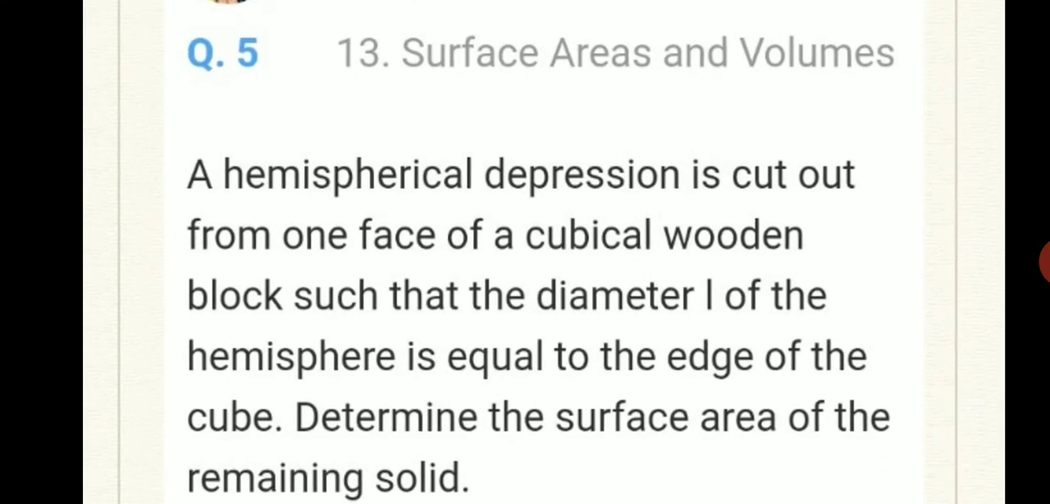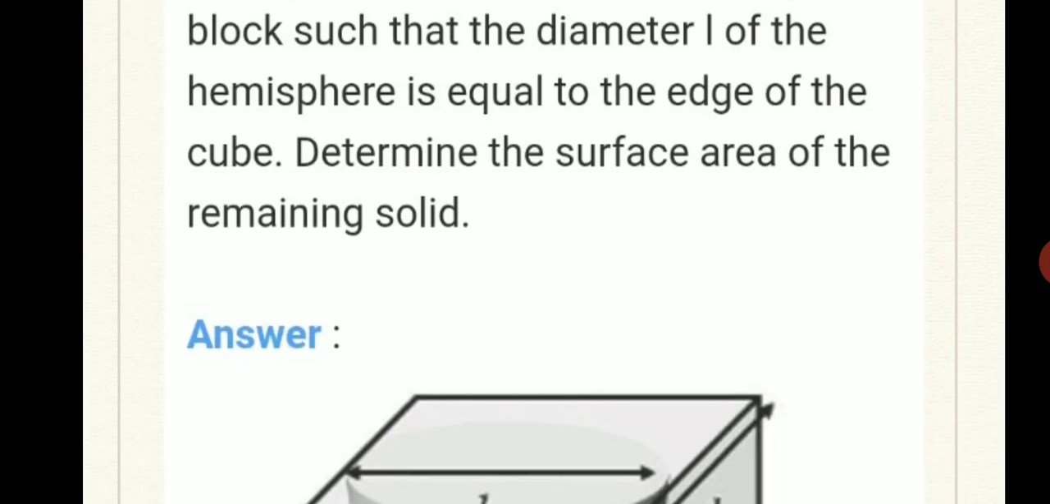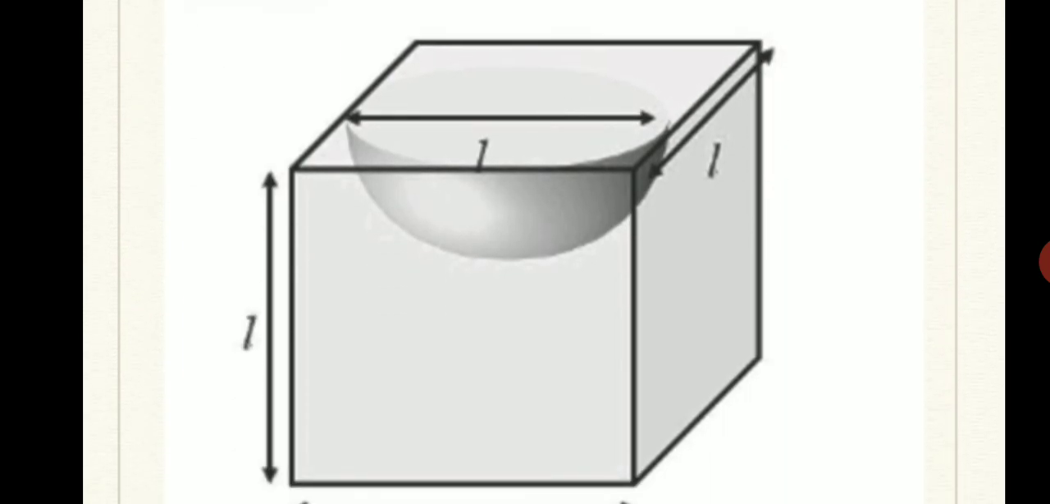Now let us see question number 5. A hemispherical depression is cut out from one face of a cubical wooden block such that the diameter L of the hemisphere is equal to the edge of the cube. Determine the surface area of the remaining solid. Now here the figure is shown.